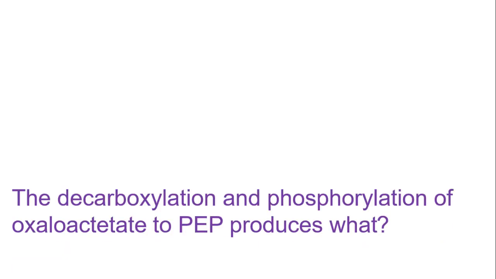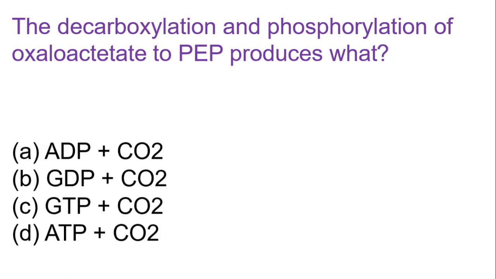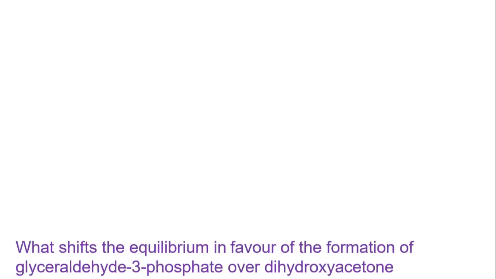The next question is, the decarboxylation and phosphorylation of oxaloacetate to PEP produces what? A, ADP plus carbon dioxide; B, GTP plus carbon dioxide; C, GTP plus carbon dioxide; D, ATP plus carbon dioxide. The answer is B, which is GTP plus carbon dioxide.